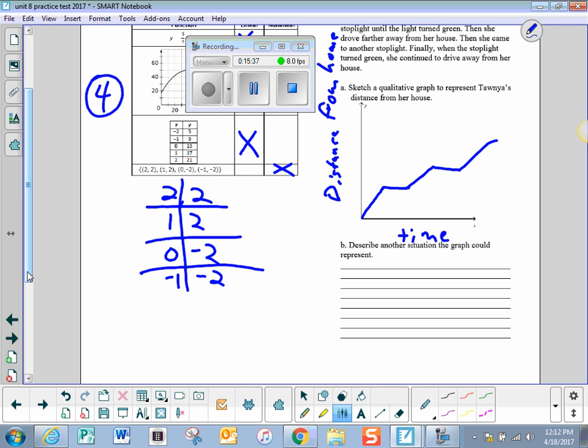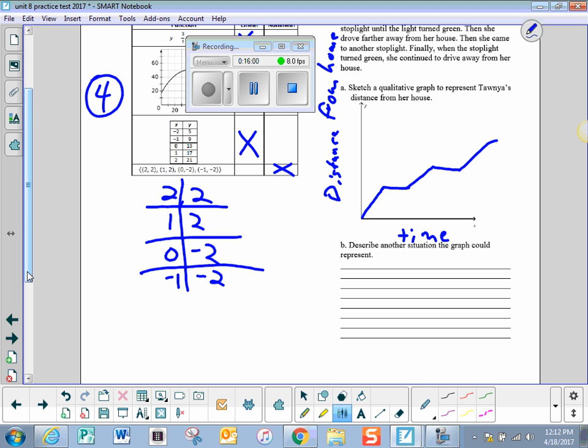Any different scenarios? A person walking up a hill and then stops to look around and then continues to walk up the hill and then stops again to take pictures and then continues to walk to the top of the hill. So what are the variables? Time and distance again? Yeah. It still would be time and distance, right? Okay. All right, any others?